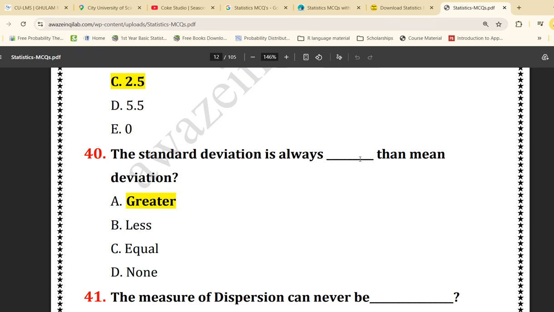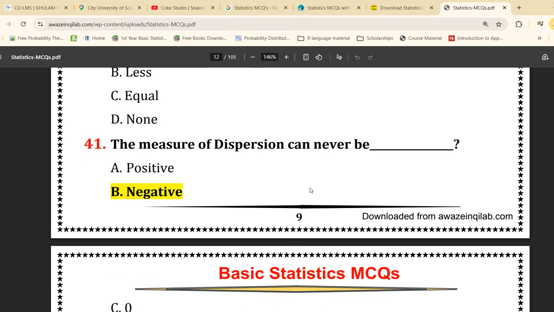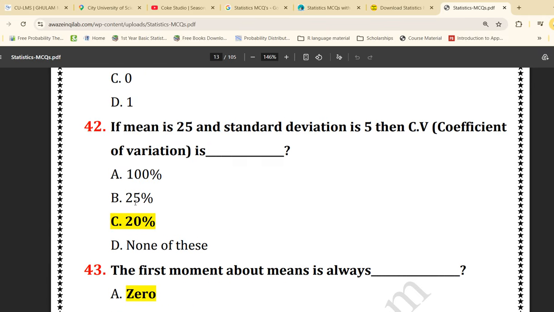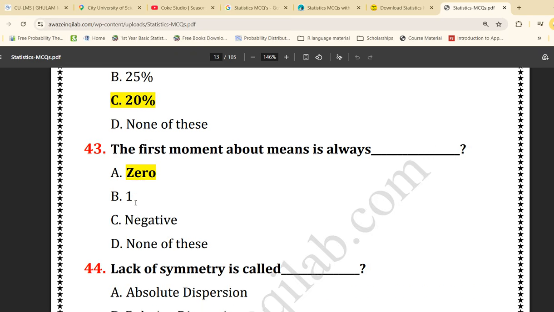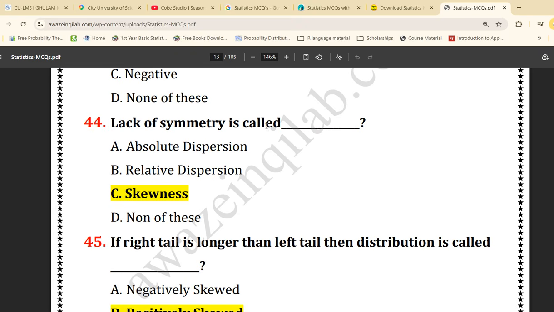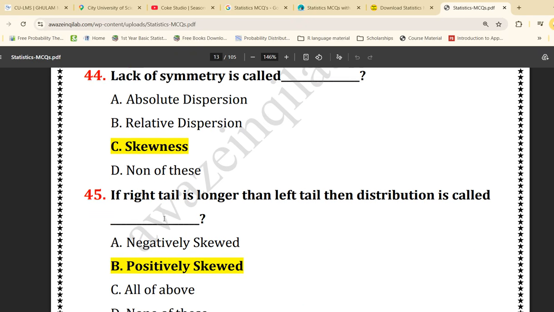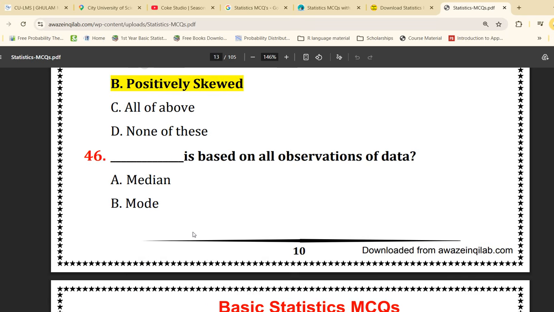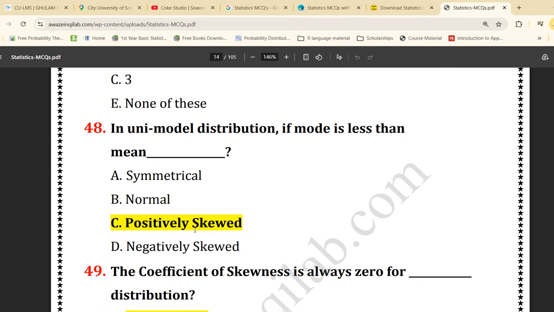Standard deviation is always dash than the mean deviation: greater than. The measure of dispersion can never be negative. It will always be positive, just like variance. Lack of symmetry is called skewness. If the right tail is longer than the left tail, we call it positively skewed. These are the questions for measures of dispersion.